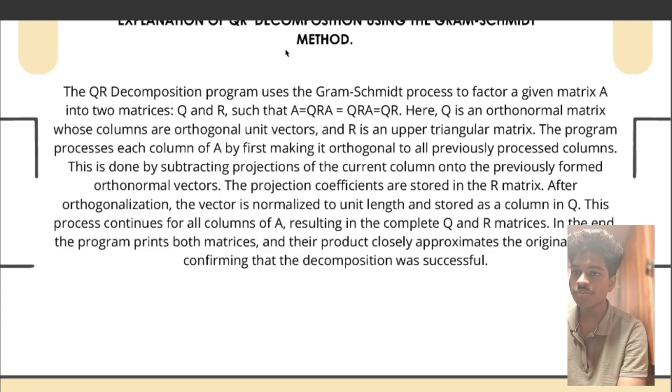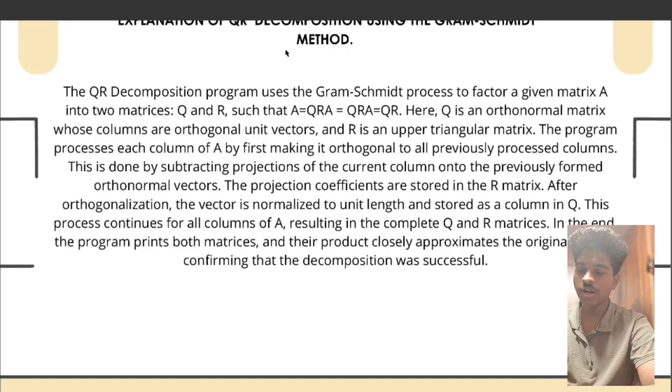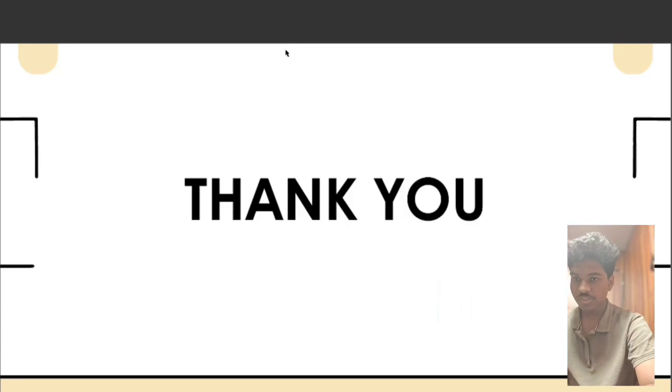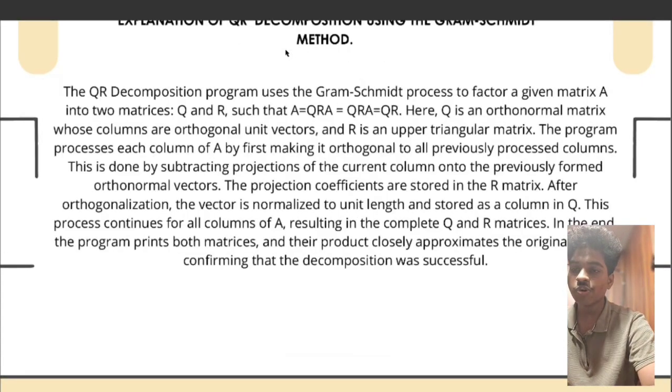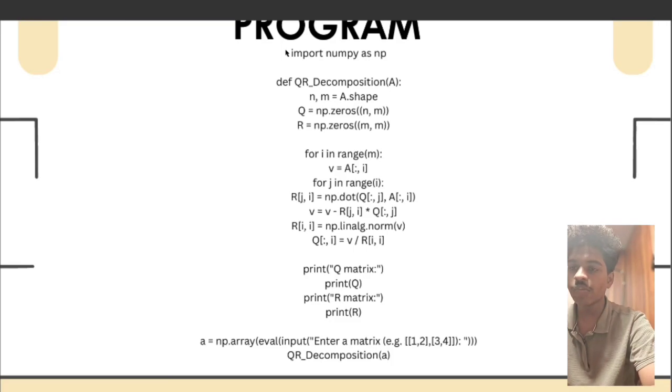Once all the columns are processed, we obtain A equal to QR, where Q transpose Q equals I, the identity matrix, useful in performing least squares approximation and in various applications of numerical linear algebra where matrix stability and efficiency are crucial. This is the Python code for QR decomposition.